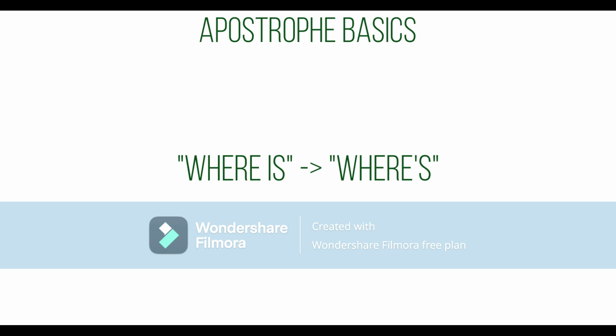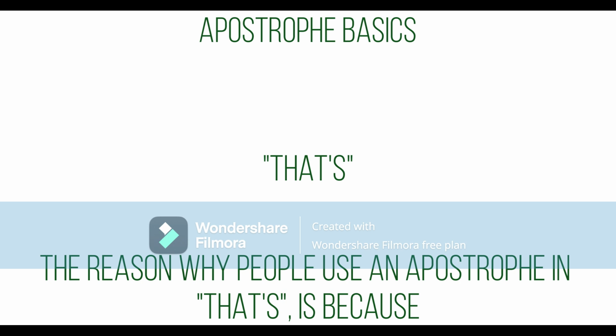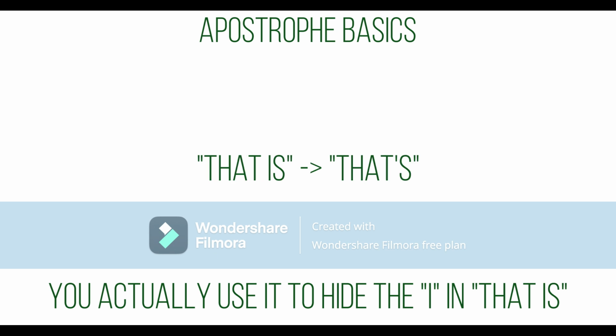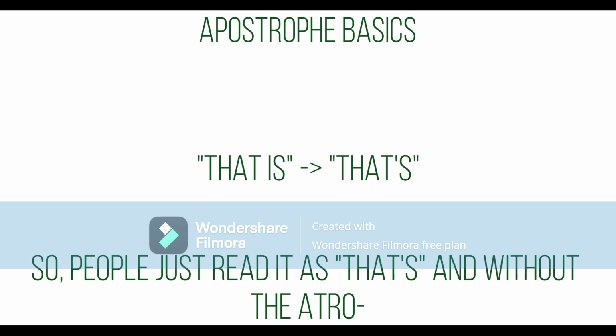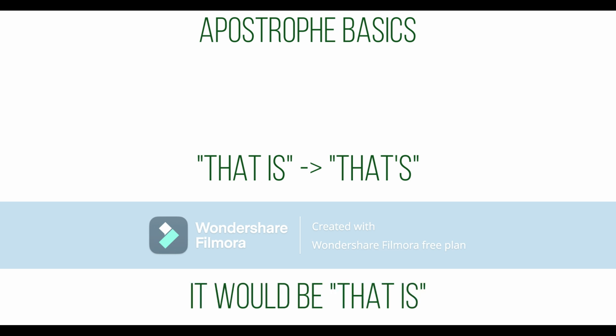And then you also have the same thing for that's. The reason why people use an apostrophe in that's is because you use it to hide the i in that is. So people just read it as that's, and without the apostrophe, it would be that is.